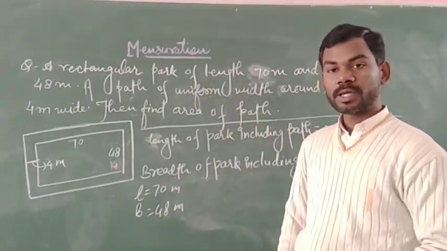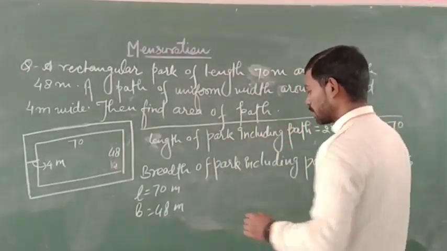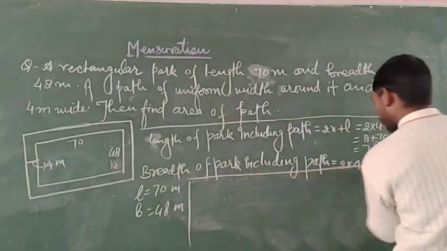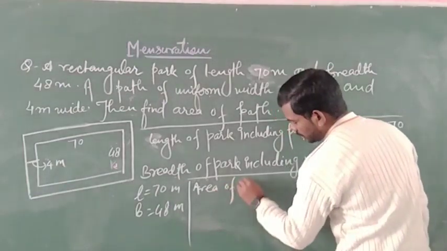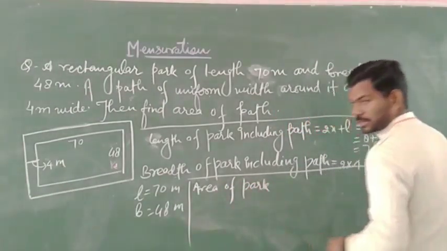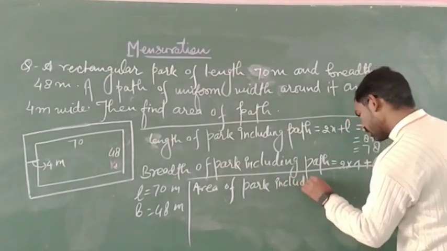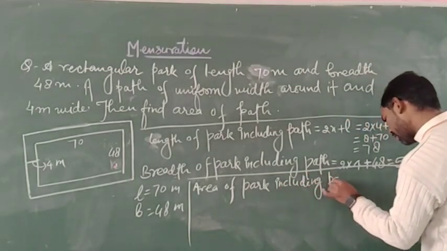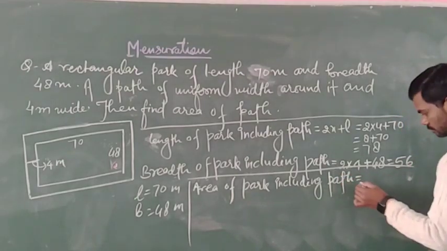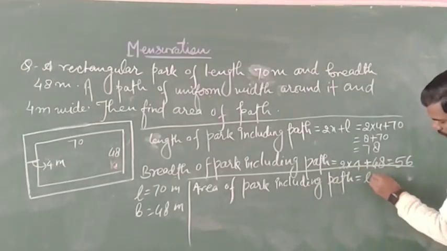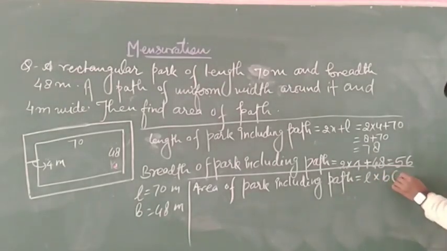Now we have to find out the area including path. So here we find out area including path, and this is equal to L into B. We can write here including path.